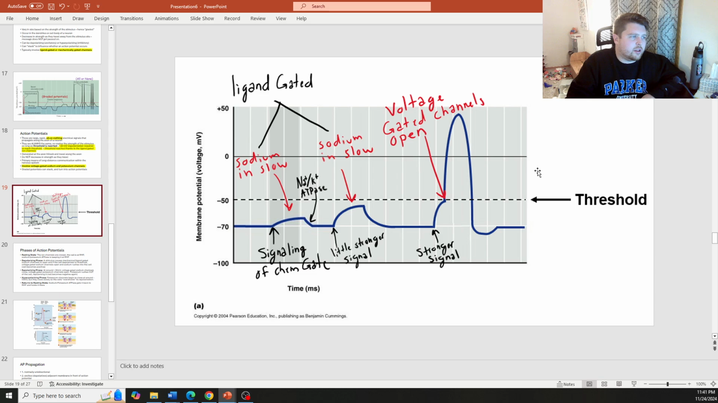So this is what those action potentials look like. We have some of our graded potentials from our ligand-gated channels. So this one's kind of weak, and then it comes back down to resting, and then you get a little bit of stronger one, and then it comes back down to resting, and then you finally get one that reaches threshold, and boom, we get that all-or-nothing response right up there.